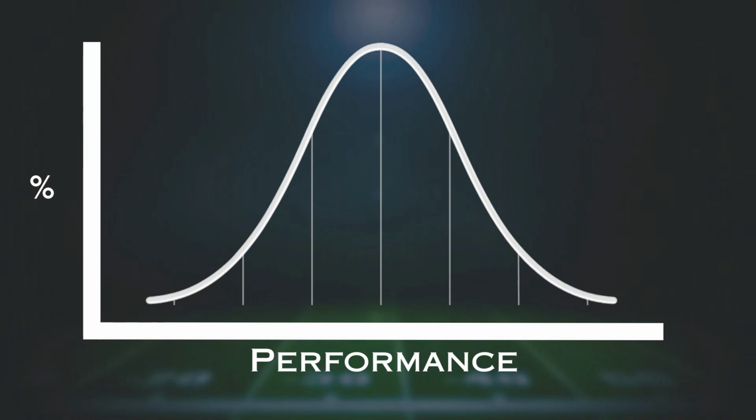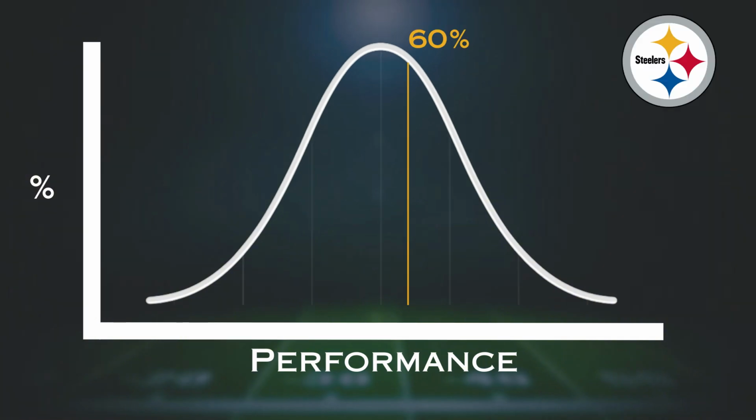Say I wanted to talk about the Steelers' performance in week one. I would put their little line on the bell curve a little to the right of average, at 60% of the bell curve. So I'm saying that the Steelers played decently well. They played above average, which is why they won. I think you can see that with your eyes.